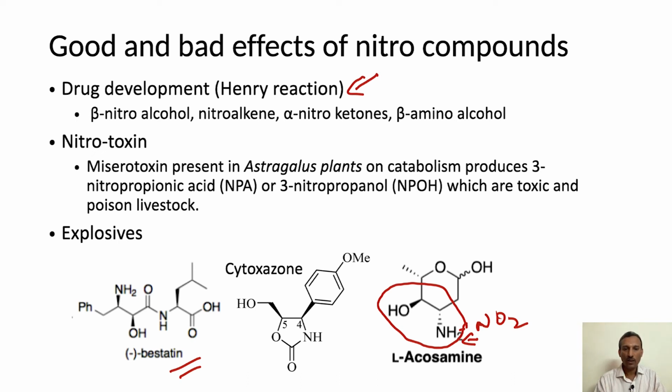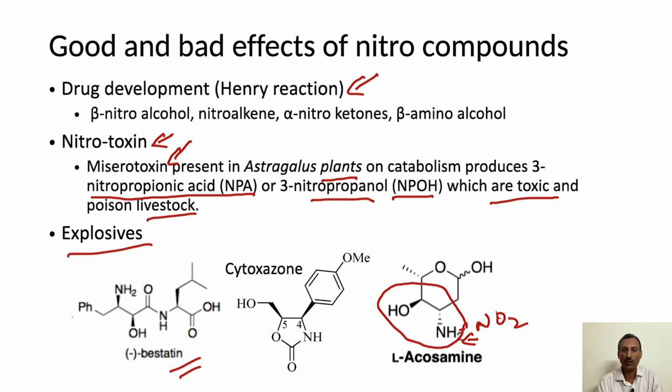And there are also other cases where toxic compounds are involved. For example, the nitro group is also involved in toxic reactions. There is a mesotoxin present in various plants, and on catabolism this compound produces 3-nitropropanoic acid or 3-nitropropanol. These compounds are highly toxic and are poison to livestock. So some of the nitro compounds are actually harmful to animals and plants. And there are also various explosives. For example, many nitro compounds are explosives.